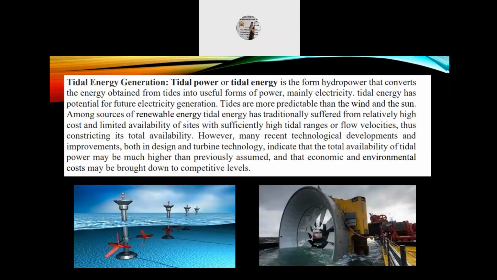Next one is tidal energy generation. Tidal power, or tidal energy, is the form of hydropower that converts the energy obtained from tides into useful forms of power, mainly electricity. Tidal energy has potential for future electricity generation. Tides are more predictable than the wind and the sun.